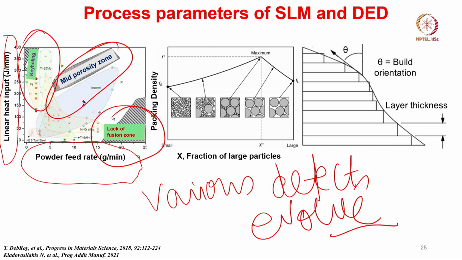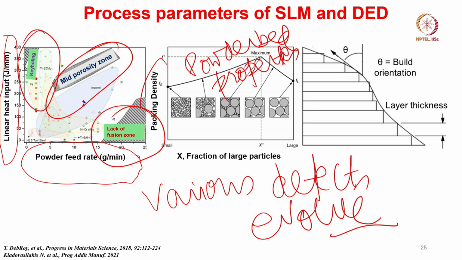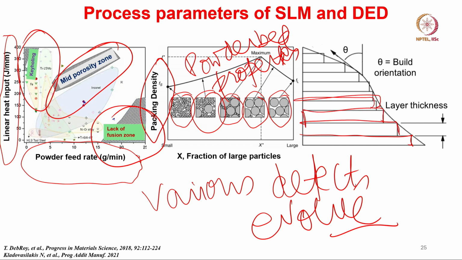Second one, the powder bed characteristics, or powder bed properties. Powder bed properties essentially mean the packing density, like how smaller particles, or a combination of coarser and smaller particles, are packed together in these kinds of materials, and then how layer by layer material is getting deposited, and what the build direction is, like theta, and what the layer thickness is.